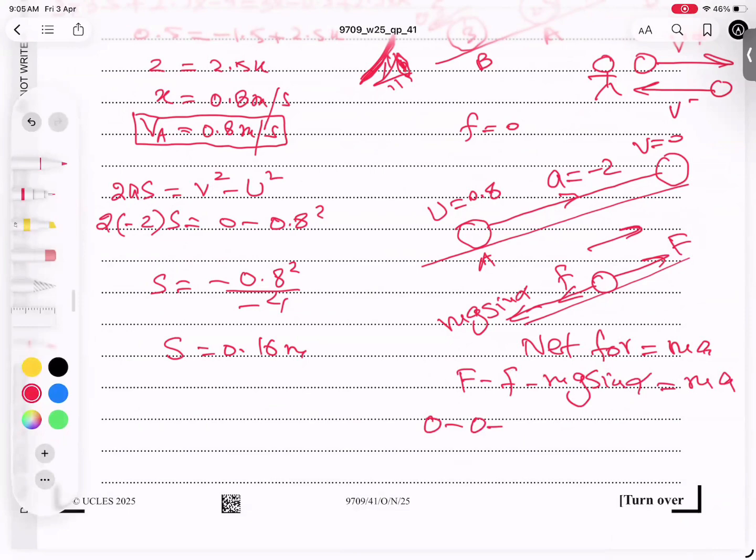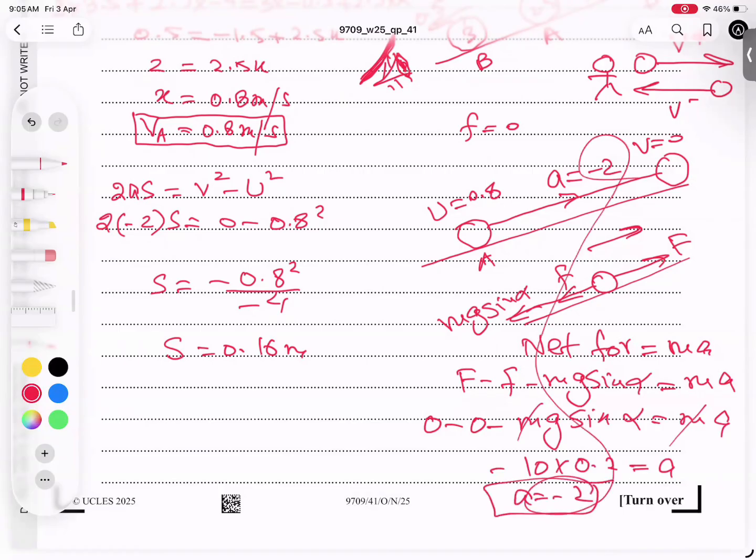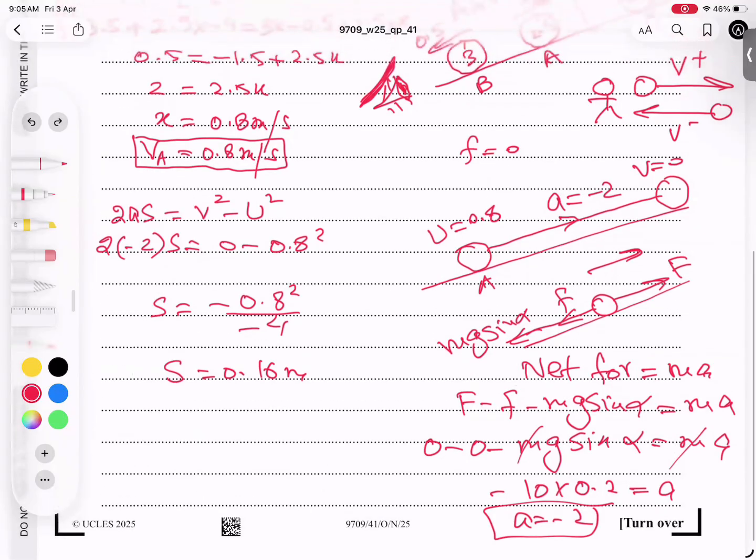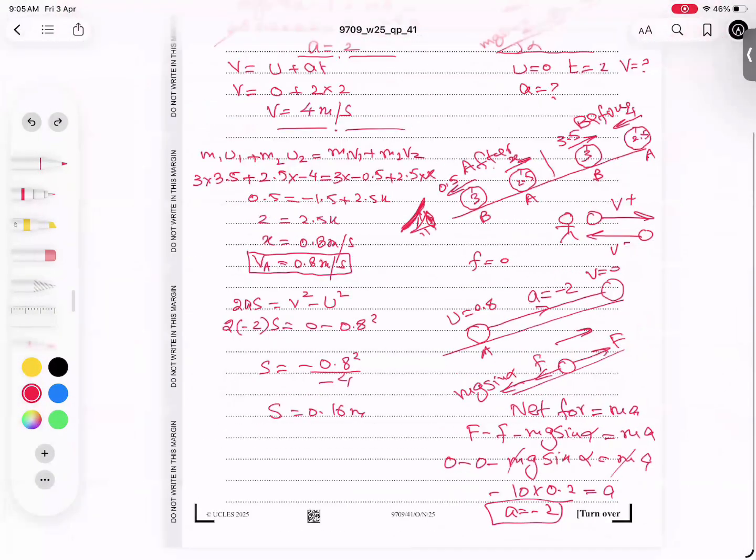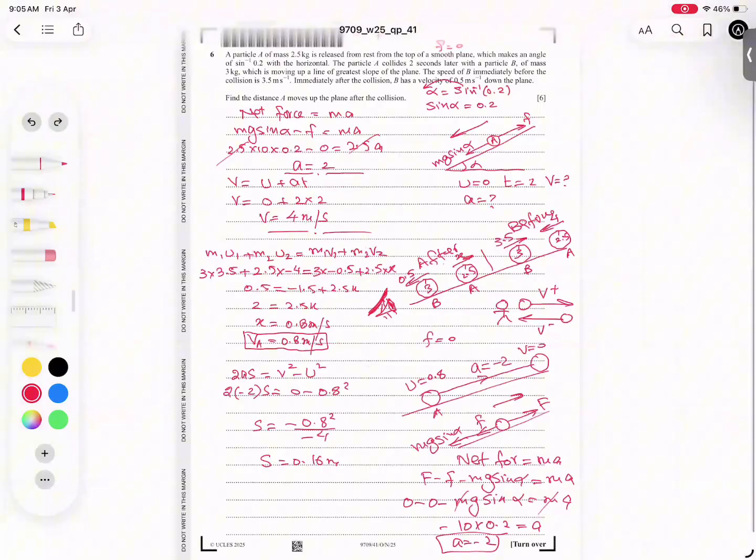Even I can cancel m from both sides. The mass cancels. This is 10, this is 0.2, and the negative sign is there. You see, I got the same. So you understood now that acceleration and deceleration will always be the same if the particle and the forces remain the same. So I think the idea is very clear, and the question is completely clear.